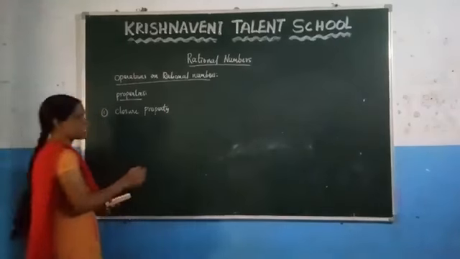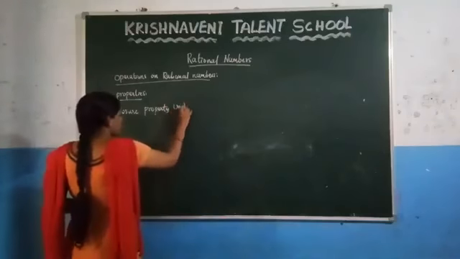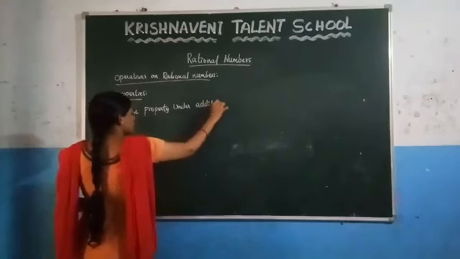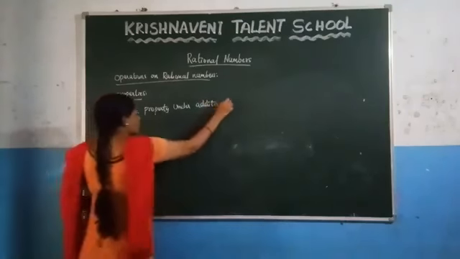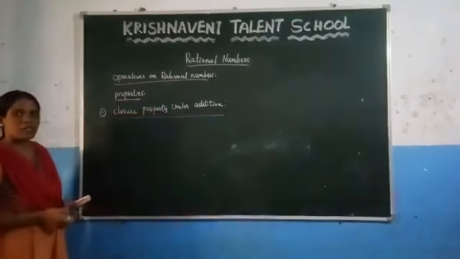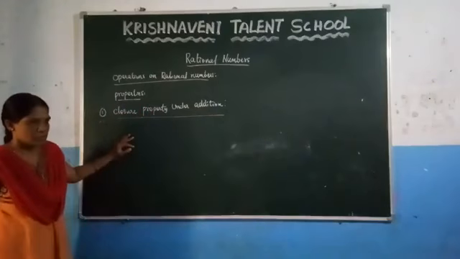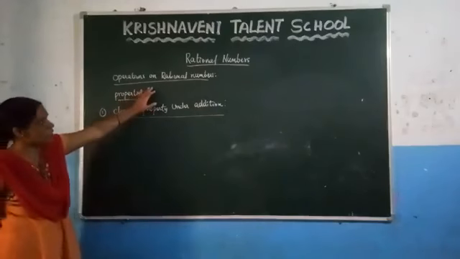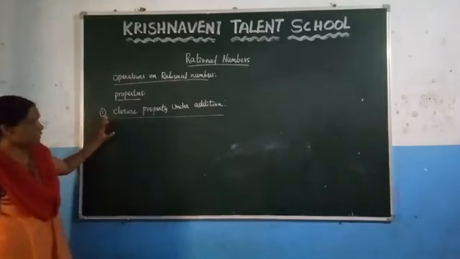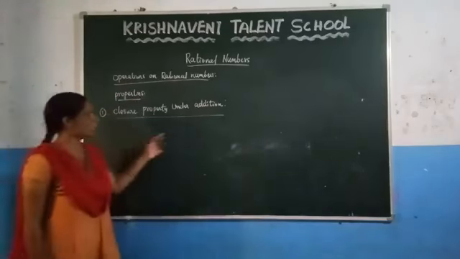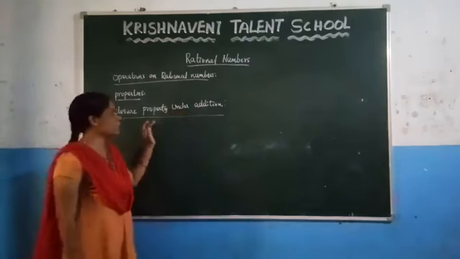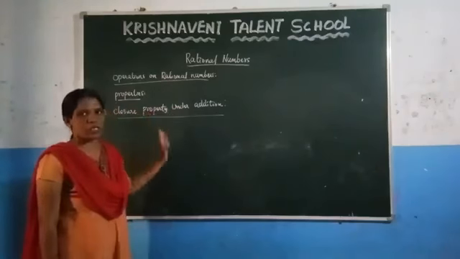Here we are going to discuss the closure property under addition. What does the closure property say under addition? If you consider any two rational numbers, and if you add those rational numbers, the result should always be a rational number. Then we can say that the closure property holds good under addition.